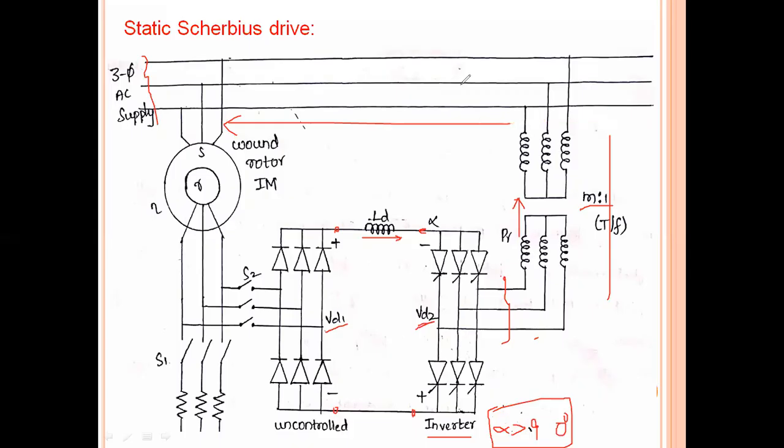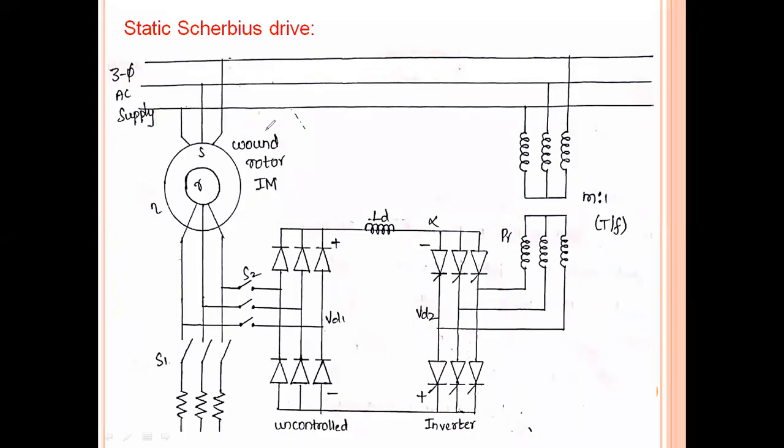It provides the speed control of a wound rotor induction motor generally below the synchronous speed. Below the synchronous speed only we can use this static Scherbius drive. You can see the portion of rotor AC power is converted into DC because of this diode bridge rectifier. And this controlled inverter is used to convert this DC again back to AC here. So here we will get a three-phase AC.